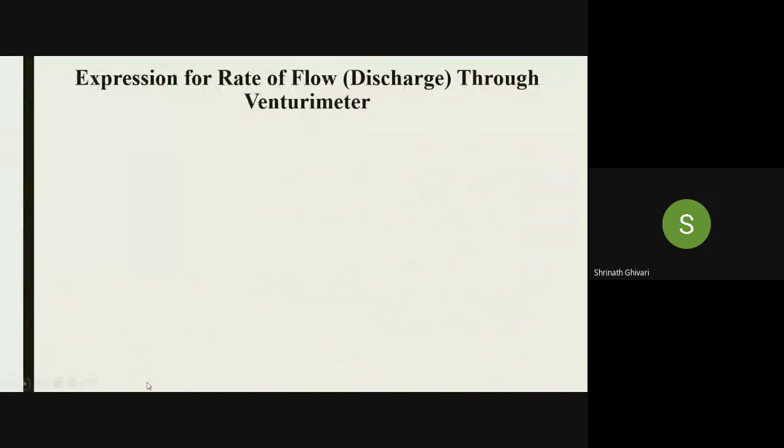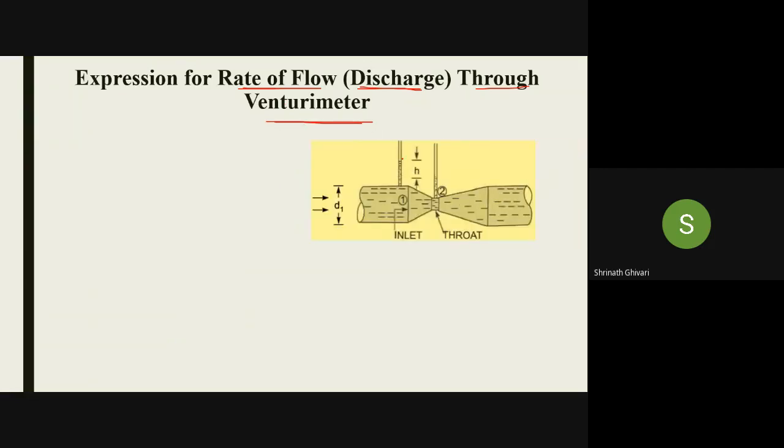So, expression for rate of flow or discharge through the Venturimeter. Okay, first, this is the Venturimeter which we have discussed. This is the inlet, this is the throat, this is the converging part, and this is the diverging part. And this is the outlet pipe. What we are doing is connecting this Venturimeter to a pipe.